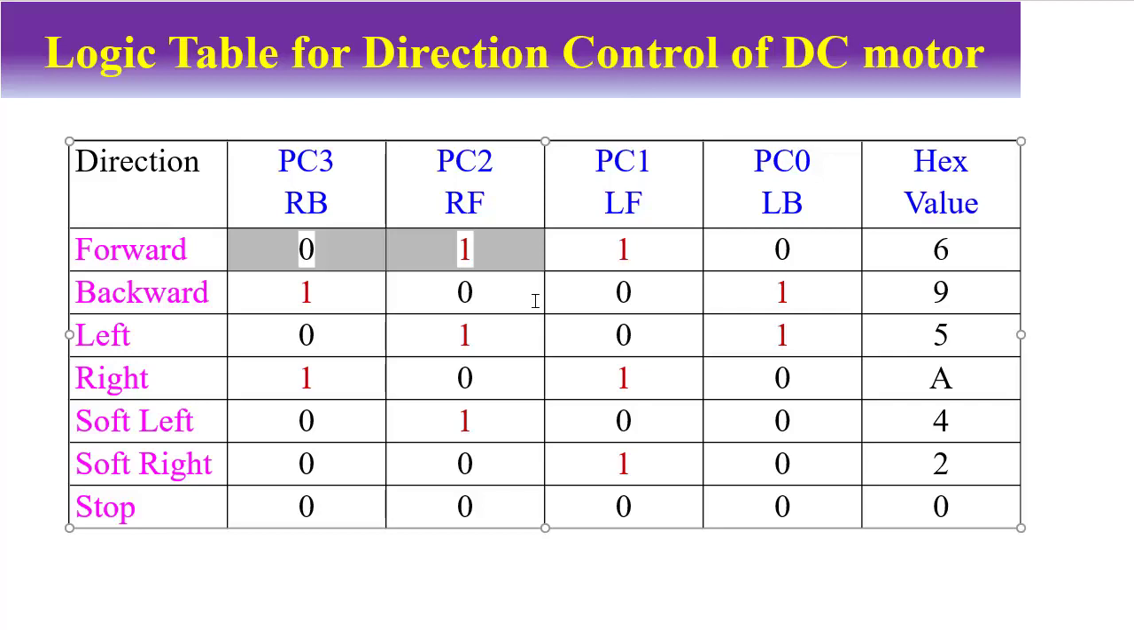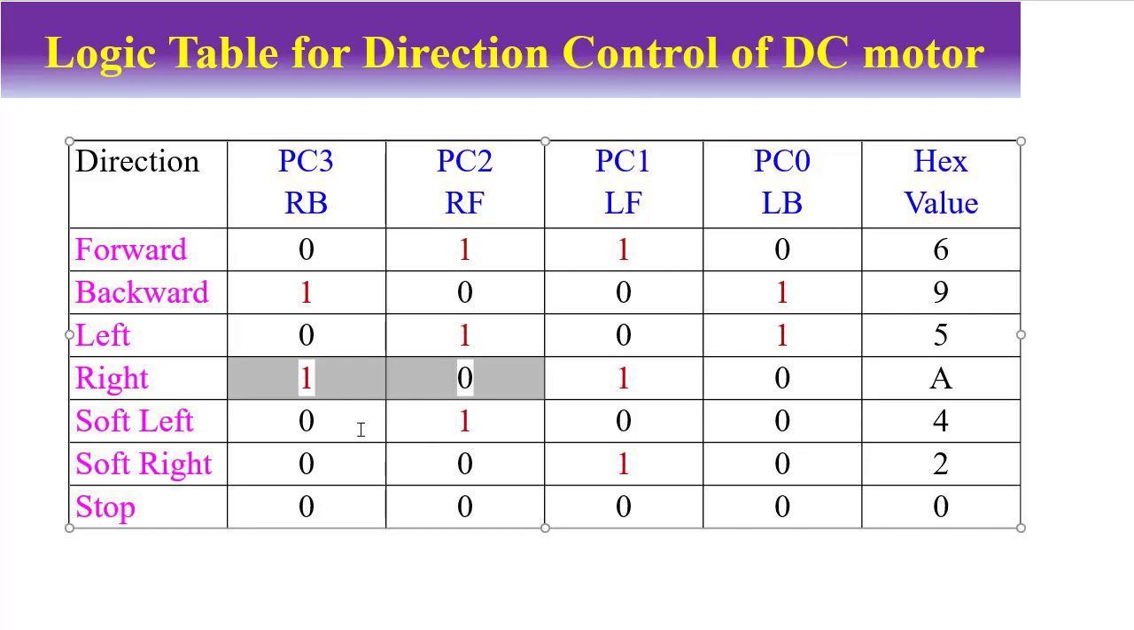If we want the robot to move in the backward direction, this will be just the opposite of the previous combination, and this will also be just the opposite of the previous condition. So both motors will move in the backward direction, and the robot will move backward. For the left direction, the left motor will have backward movement and the right motor will have forward movement, so the robot will move left. For the right direction, the left motor will have forward movement and the right motor will have backward movement, so the robot will move in the right direction.